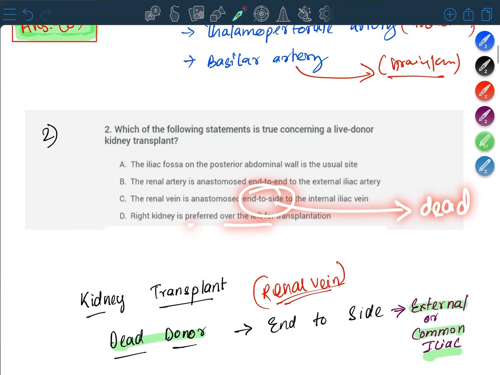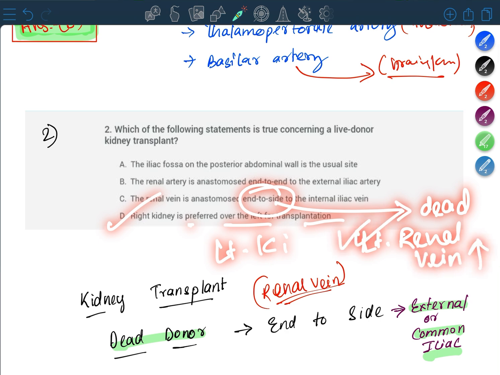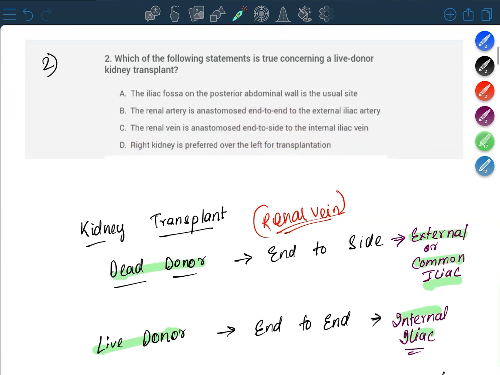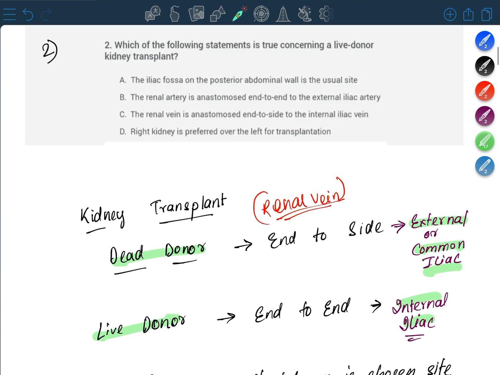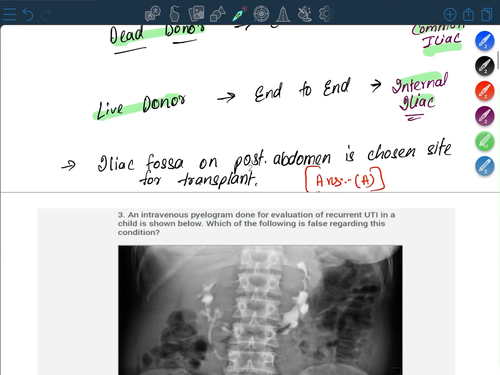Right kidney is preferred over the left kidney. Nah, bro. It's left kidney preferred because the left renal vein is longer. That's why it's preferred. Okay. So done. Now let's move on further. So the answer will be obviously A. And even if you didn't know this, by knowing all this, you could find out this. So answer will be A.